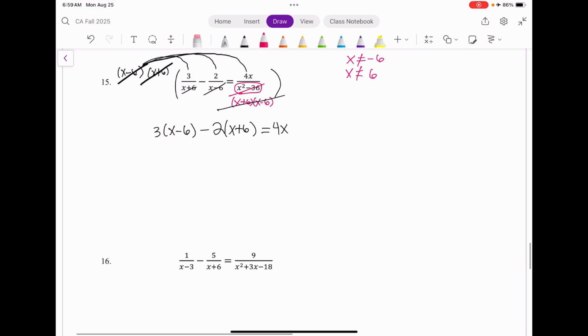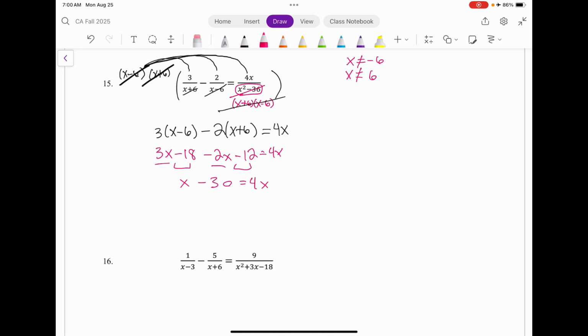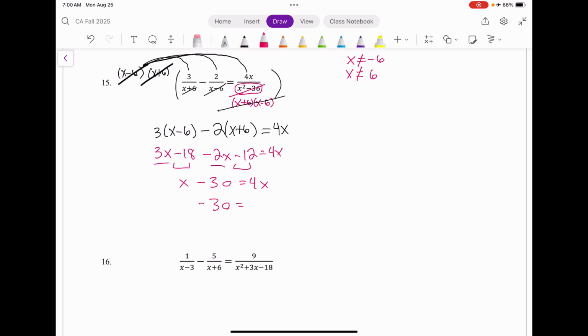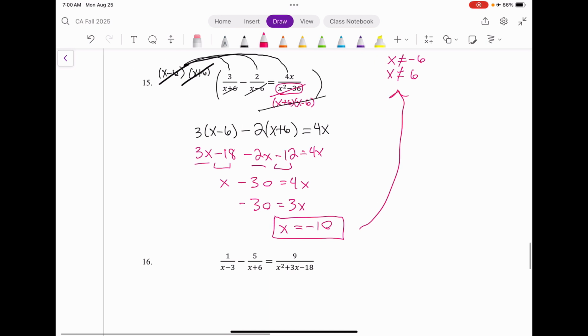All right, and then we can just solve it like normal. So we'll distribute the 3 here, distribute the minus 2, combine like terms. We'll subtract the x over, divide by 3, so x equals negative 10. Do a quick check against the restrictions, and we're good.